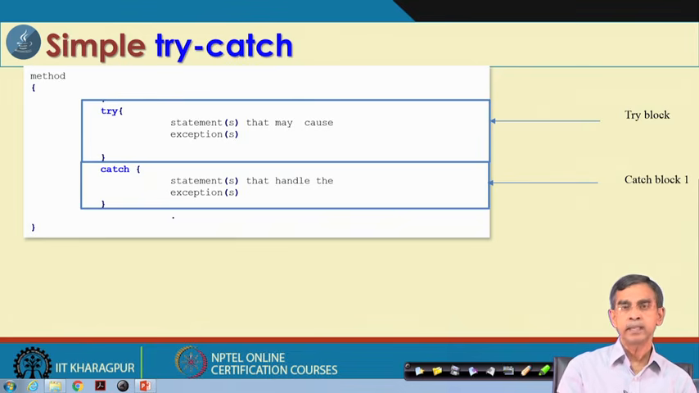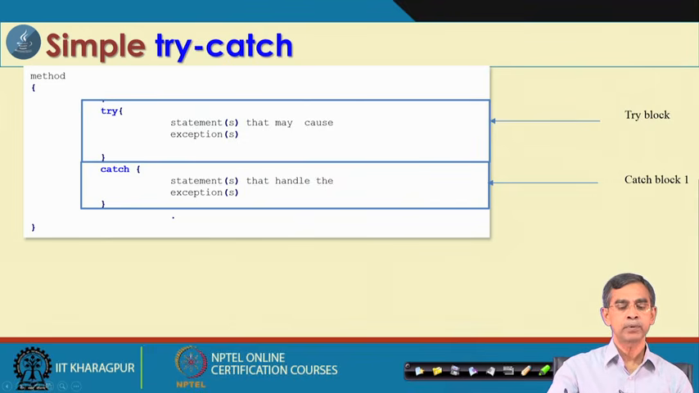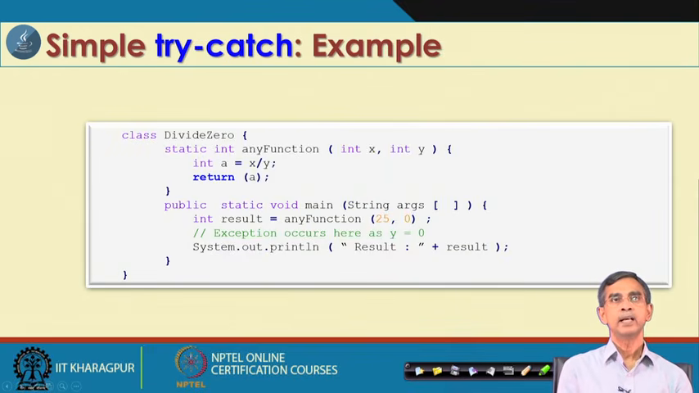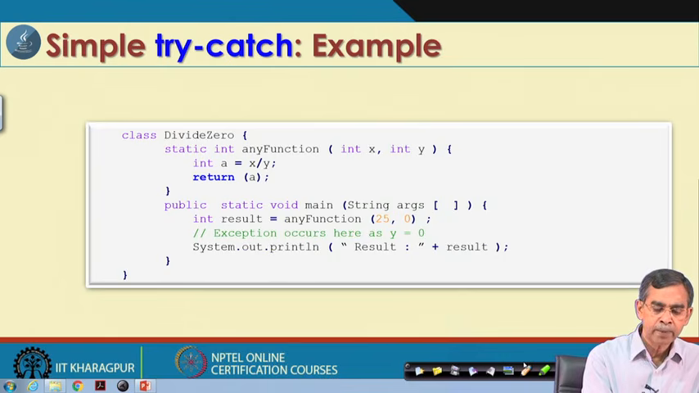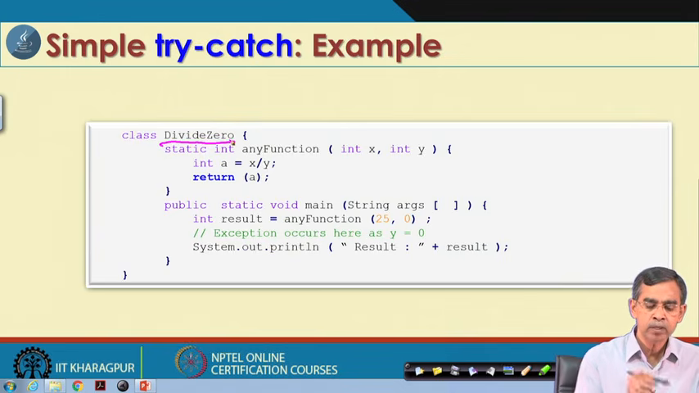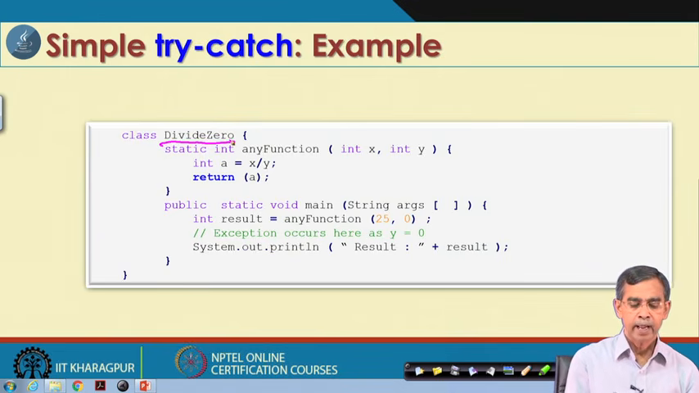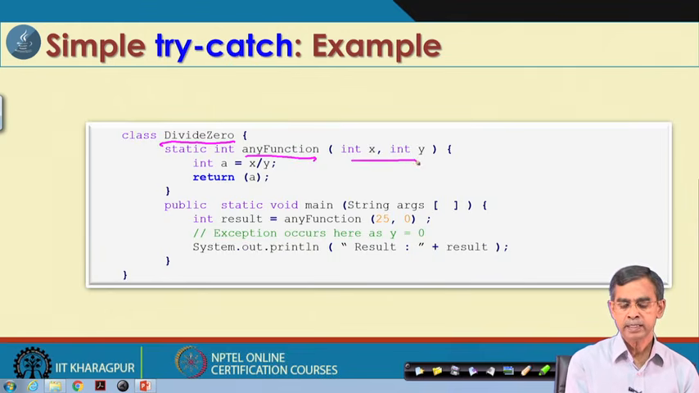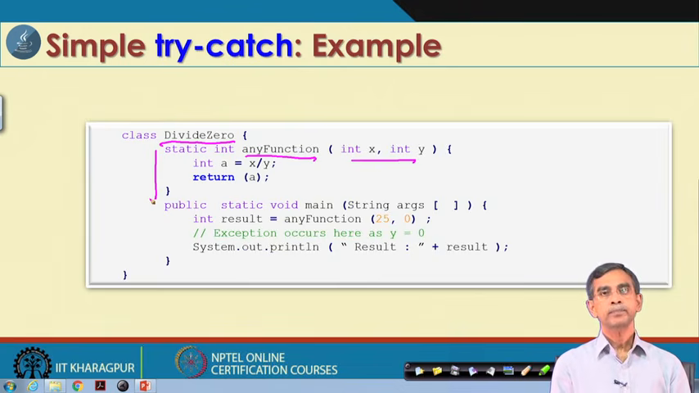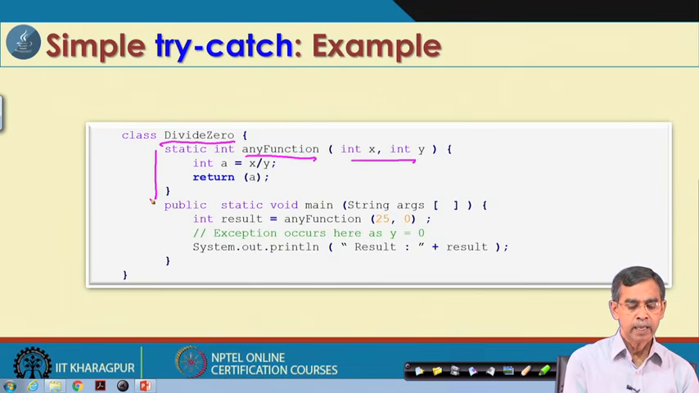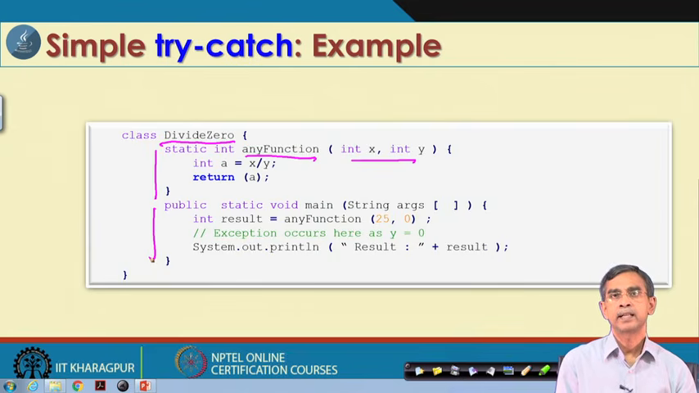Now, it is better if we have an example, so the concept will be understood better. Let us have a simple example to discuss. Let us look at the simple class. We have defined one class, the name of the class is Divide0, and here one function is declared, any function. It has two arguments, integer x and integer y, and here is the code. And this is the main method.